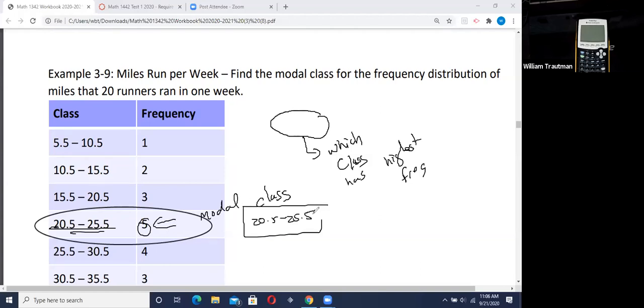This class occurs the most often because there are 5 numbers that fall in that class. So we don't care about a number for a mode. We're saying which class occurs the most often, or which class has the most data in it. And there are 5 pieces of data between 20.5 and 25.5. So the modal class is the class that has the highest frequency.